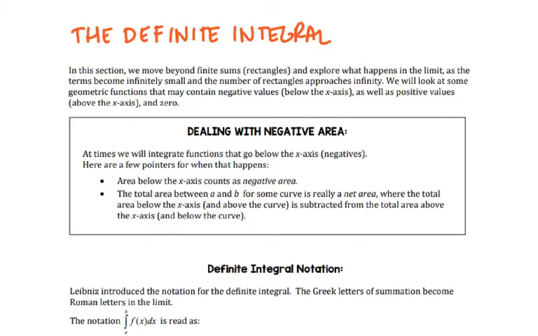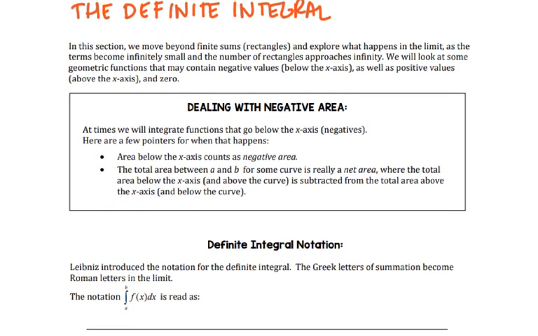Okay, so now we get to move past Riemann sums and sigma notation because gross, and we're going to transition to really exclusively using integral notation. So let's talk about the ins and outs of this. So again, in this section, we move beyond finite sums of rectangles and explore what happens in the limit as the terms become infinitely small and the number of rectangles approaches infinity.